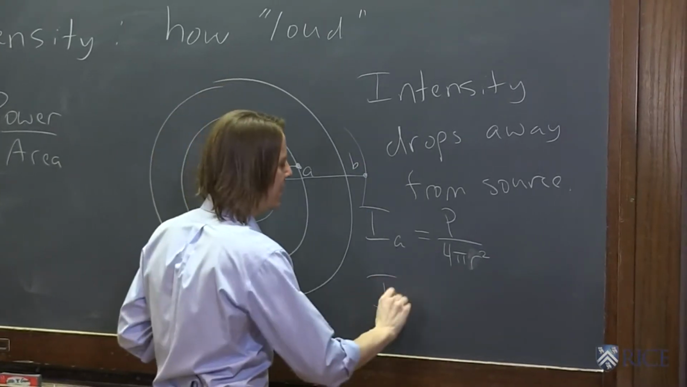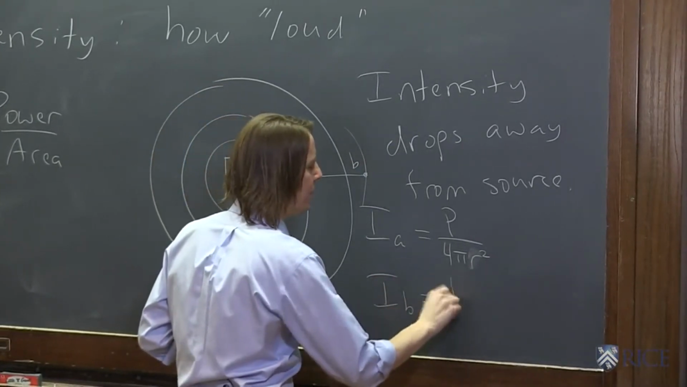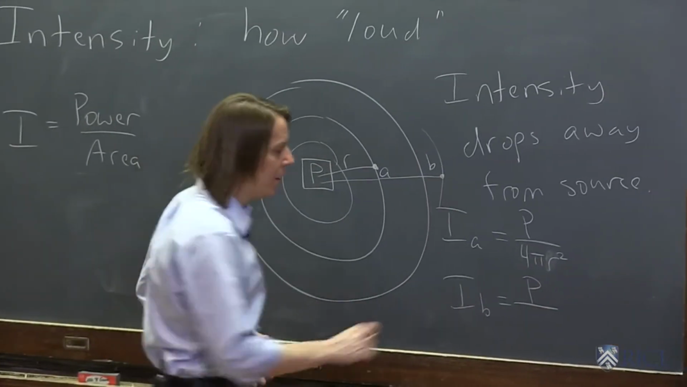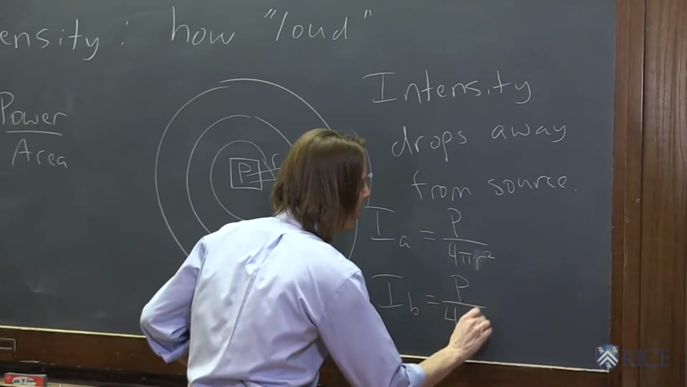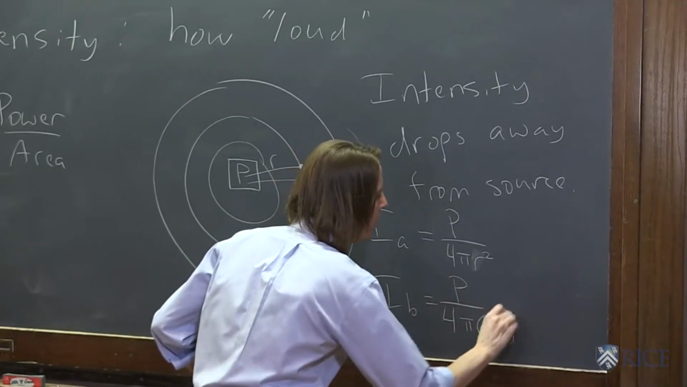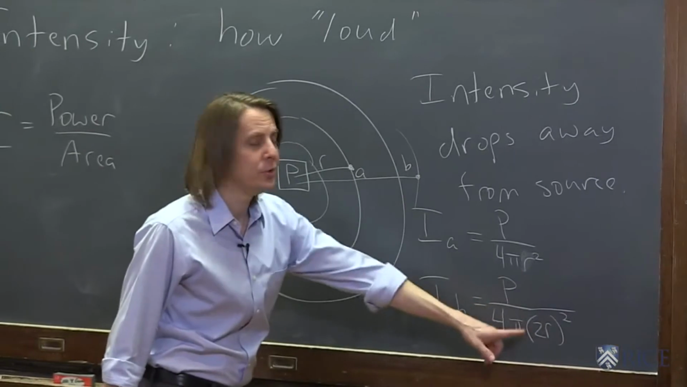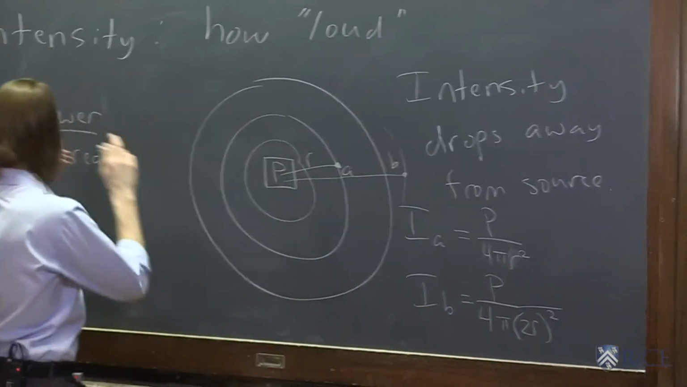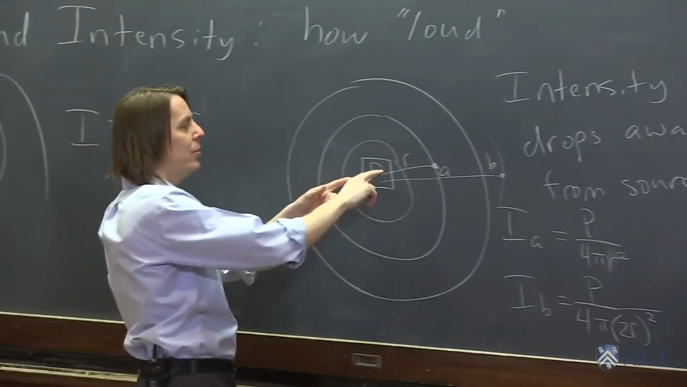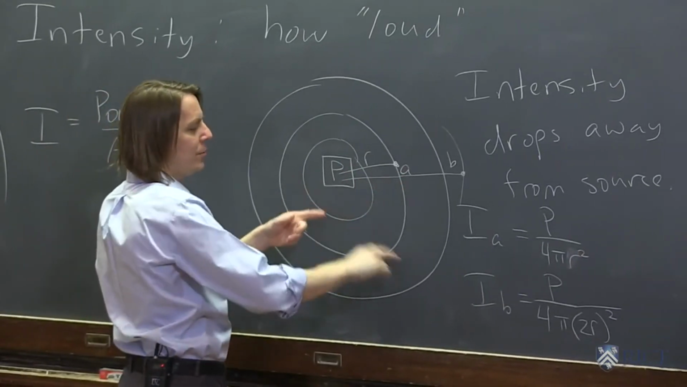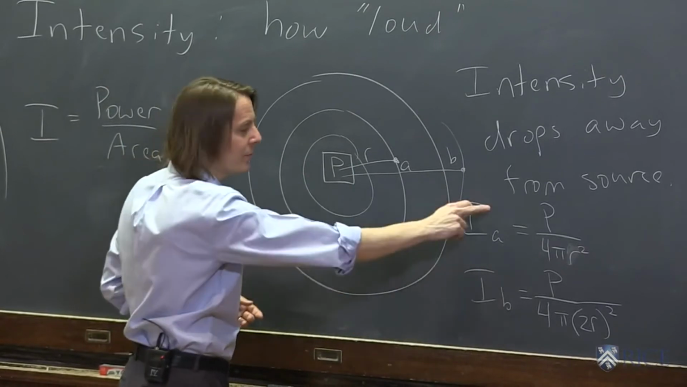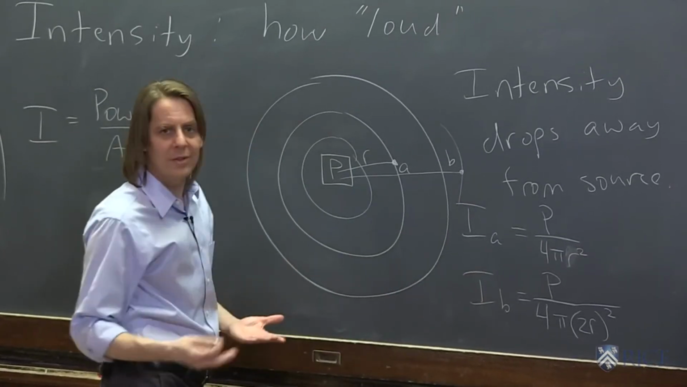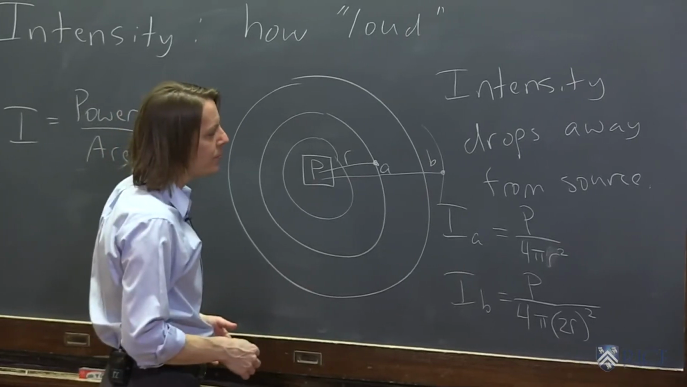Well, the intensity at point B equals that same power, it's only got a certain amount of power, 700 watts, whatever it is, over 4 pi, and then you'd put 2r squared. So the 2 would get squared. So since the intensity goes as the area and the area goes as r squared, the intensity would drop by a factor of 4, right? Twice as far away, 1/4 the intensity. 3 times as far away, 1/9 the intensity. Right? You got to square it.